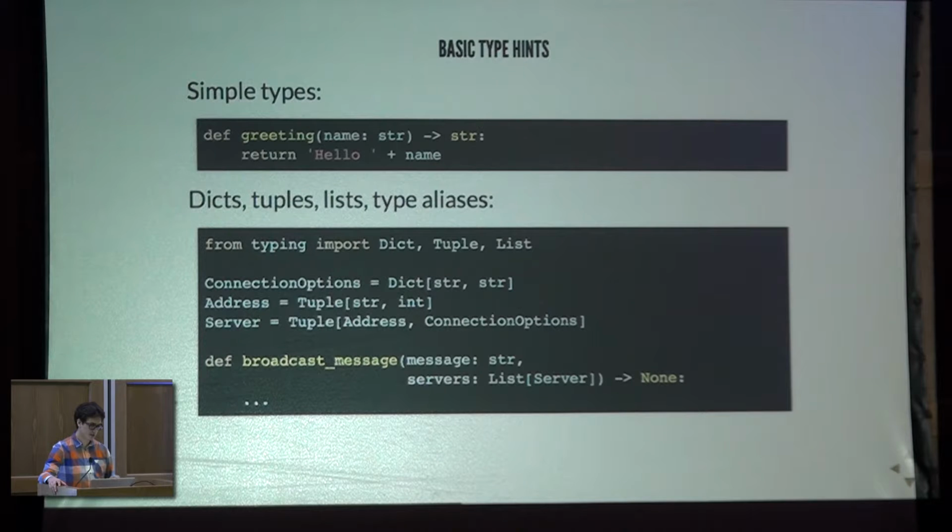And the convention is that if a function doesn't return anything or doesn't have a meaningful return value, it returns None, which is exactly what is annotated here.